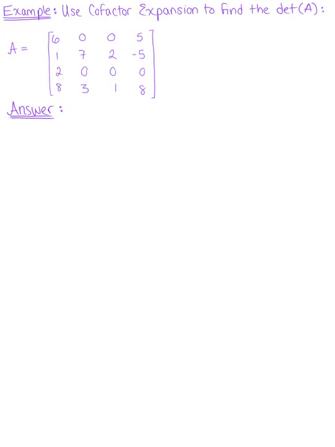Use cofactor expansion to compute the determinant of the following 4x4 matrix A. So again, when you are deciding what type of cofactor expansion to apply, we always want to note where the most zeros are, what's going to be the easiest for us to calculate. And looking at this given matrix here, I'm observing that the third row has the most zeros.